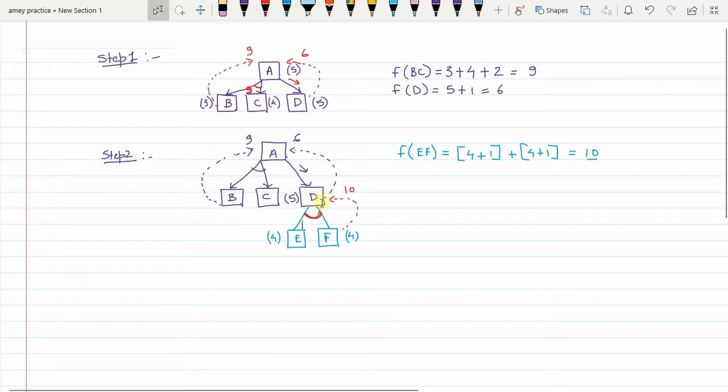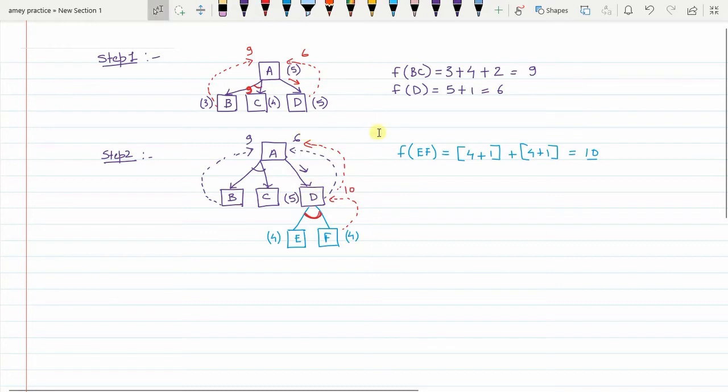Now from D, this value has to be again backed up to its parent. Now for D, the backup value of F is 10, right? So what will be the backup value that you get over here? It will be 10 plus the cost of 1 unit along this edge. So 10 plus 1. So what value will be backed up to A? The value that is backed up to A will be 10, which is the latest F value of D, plus 1 unit cost along the edge. So 10 plus 1, 11.